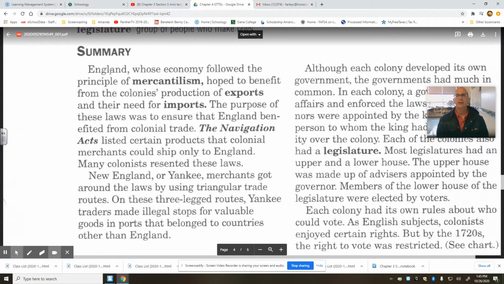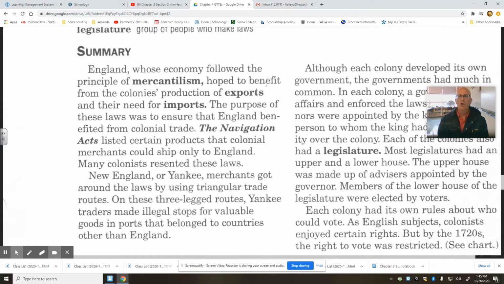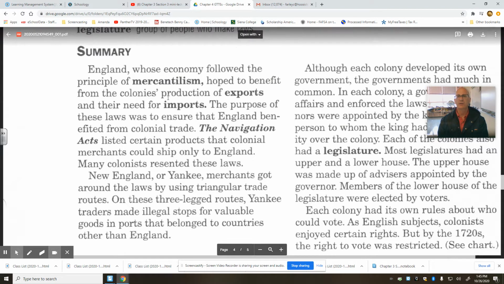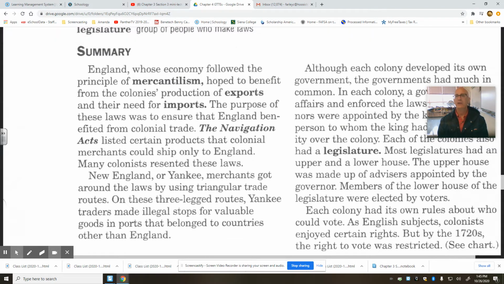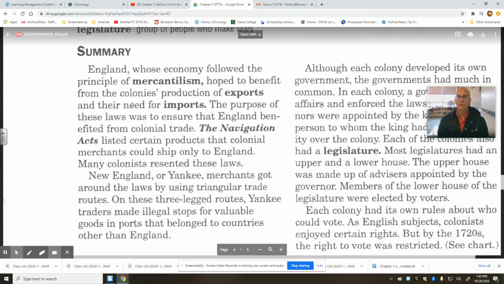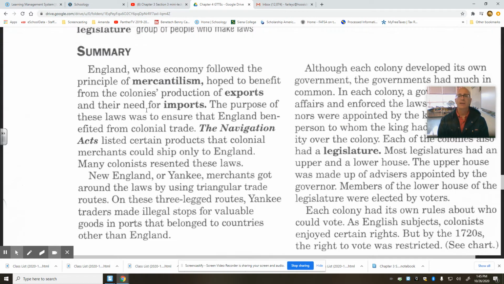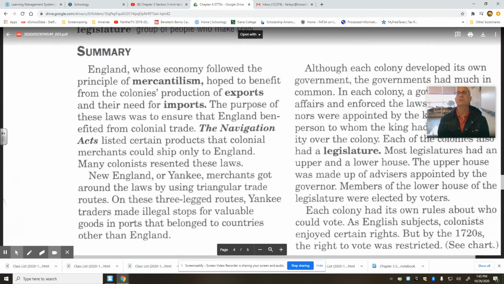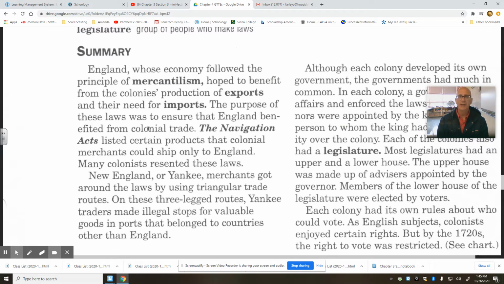Taking a look at our reading of Chapter 4, Section 4. England, whose economy followed the principle of mercantilism, hoped to benefit from the colony's production of exports and their need for imports. So England was hoping to cash in on the colony's production of exports and their need for imports. The purpose of these laws was to make sure that England benefited from colonial trade.